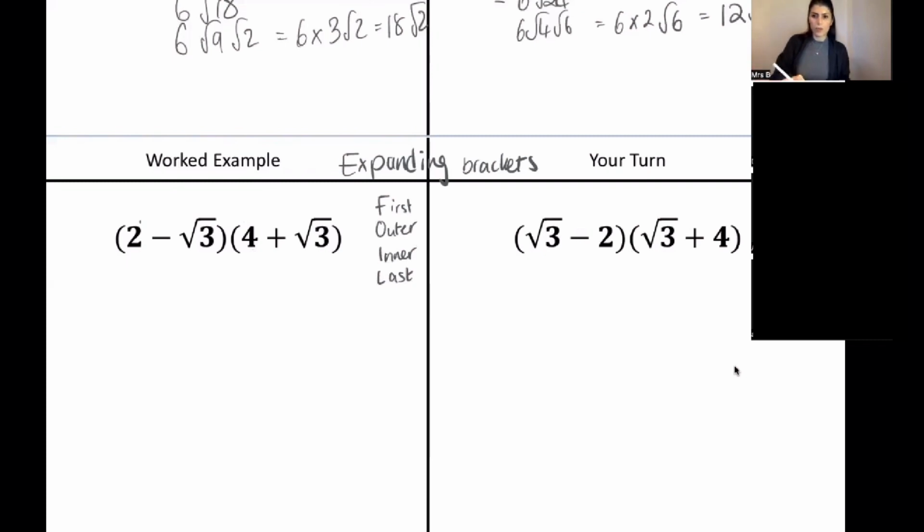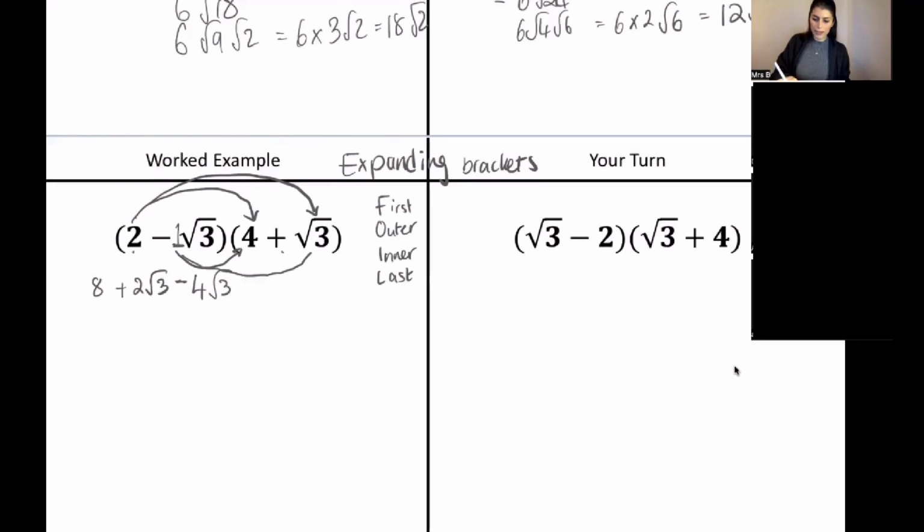Okay, so let me just rub these out so I can do it together. And so we're going to multiply the 2 and the 4 together to get 8. Then you do the 2 with the root 3. So 2 times root 3 is just 2 root 3, and it's a positive because both of these numbers are positive. The next one, however, is negative root 3 times 4. There is an invisible 1 in front of the root 3. So you do negative 1 times 4, which is negative 4, and then you times it by the root 3.